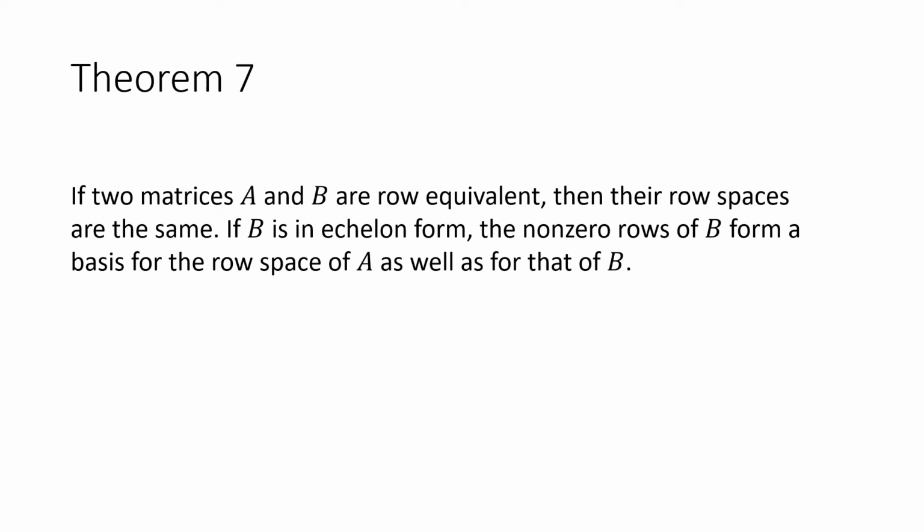Theorem 7 says if we have two matrices that are row equivalent, then their row spaces are the same. In other words, if you do elementary row operations to one matrix, you get a new matrix, and the row spaces of both of those are the same. If that resulting matrix B is in echelon form, then the non-zero rows of B form a basis for the row space, and they also form a basis for the row space of your original matrix.